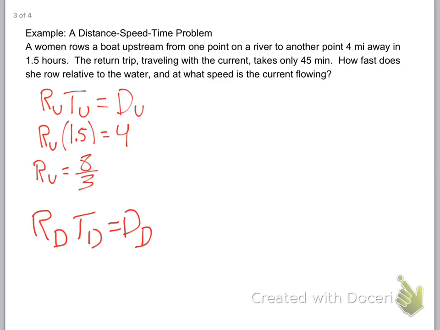What do we know about distance down? If we assume it's a return trip, it's still going 4 miles. Time though? 45? No, it's not 45. What should we change it to? Not 60 divided by 45. 45 divided by 60, or oh, yeah. 0.75.